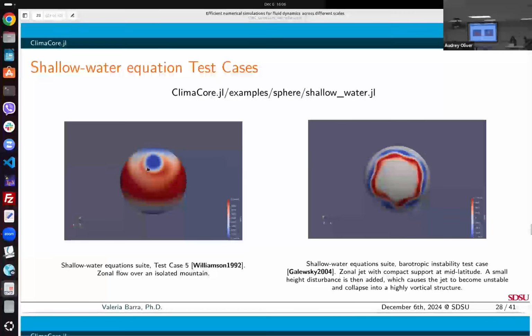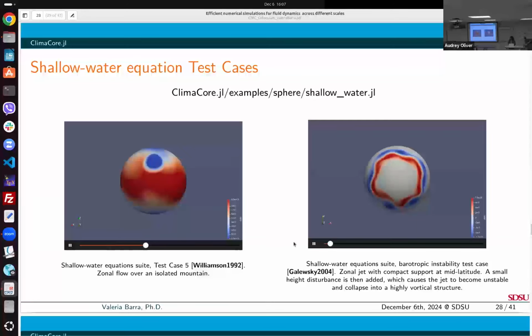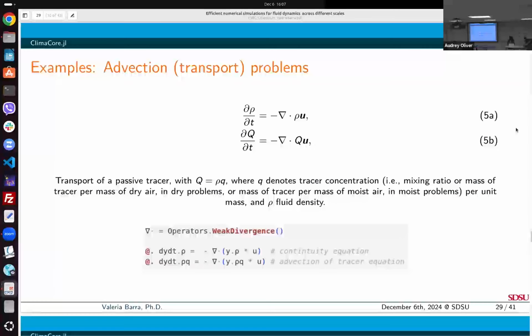These are typical examples in atmospheric science, typical test cases. On the left is the shallow water equation with a mountain top. Here we have the atmosphere and the flow circulates around the mountain. On the right panel is a barotropic instability test, where we start with a perturbation and it eventually evolves into unstable vortices. So these are some of the test cases that we added.